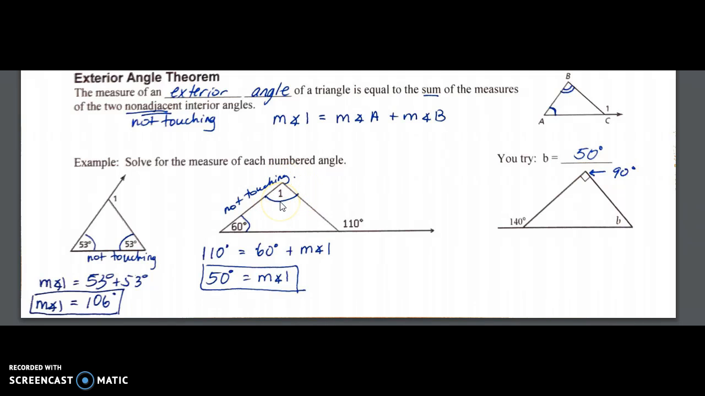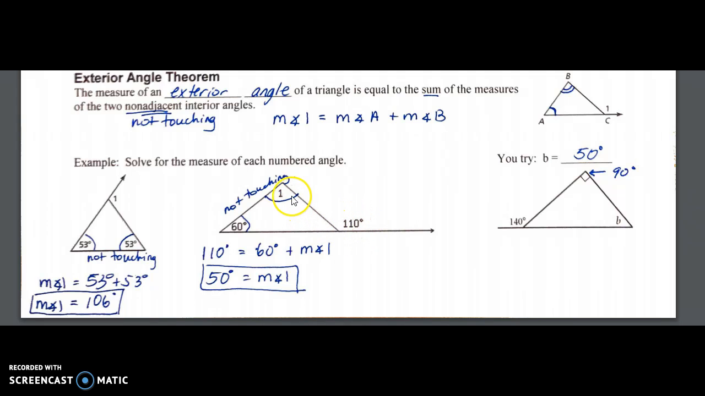It is an interior angle. So when we set up our equation, the measure of angle 1 is going to be somewhere different than it was over here, because now it's one of the interior angles. It's not the exterior angle. But we are given an exterior angle. We're given this exterior angle of 110 degrees.